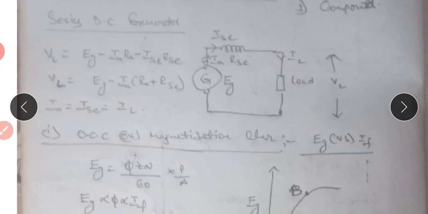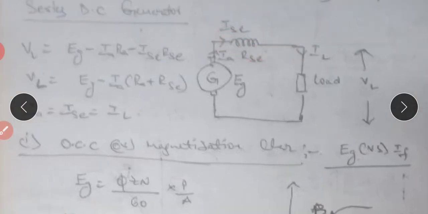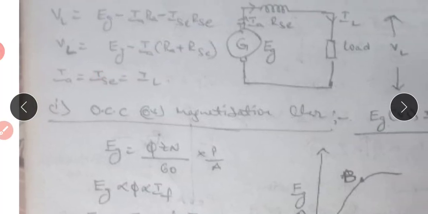So we know that in this case the voltage equation is VL equals EG minus IA into RA minus ISC into RSC, or VL equals EG minus IA into (RA plus RSC). Why? Because here IA equals ISC equals IL. So EG minus IA into (RA plus RSC). Current equation: IA equals ISC equals IL.